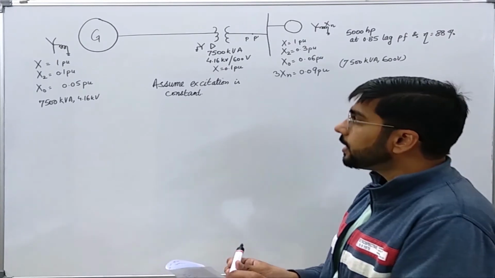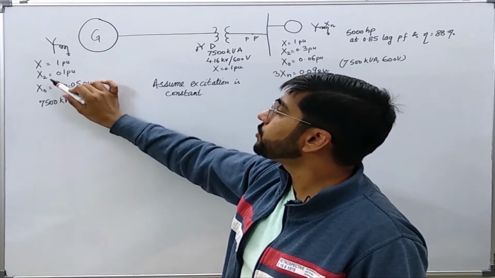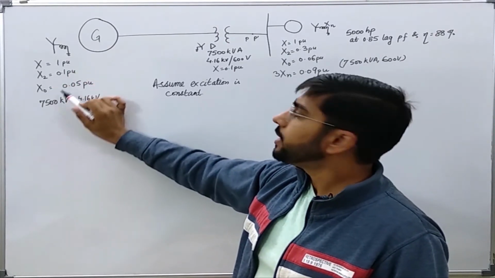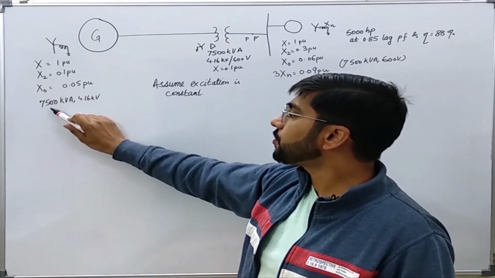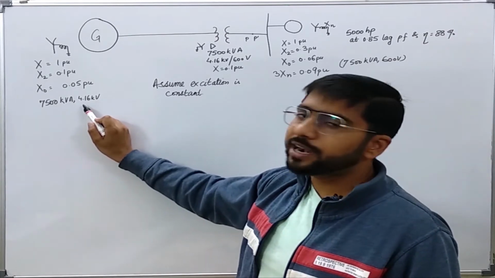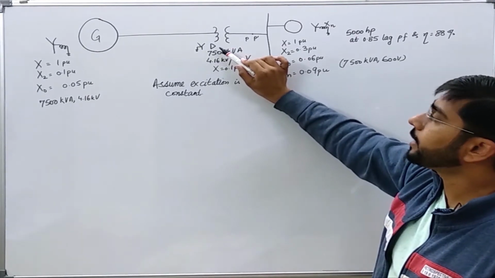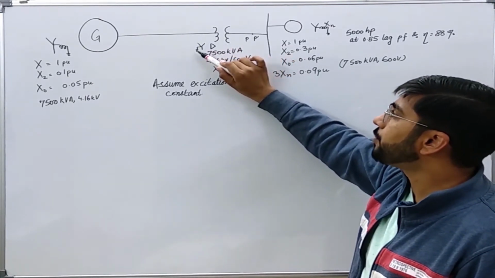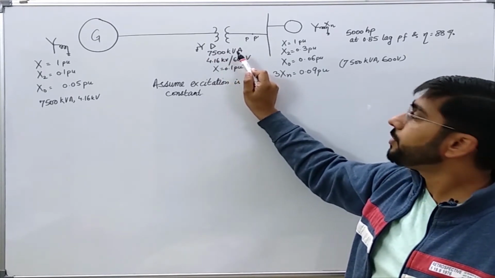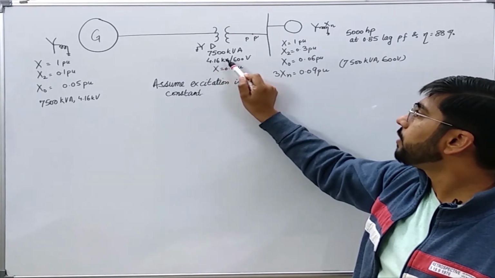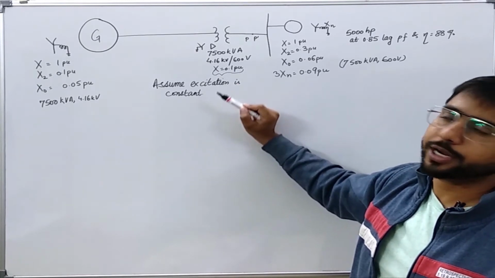Okay, we are told that its synchronous reactance X is equal to 1 per unit, the negative sequence reactance is 0.1 per unit, and X naught, the zero sequence reactance, is 0.05 per unit at a base of 7500 kVA and 4.16 kV. Now we are given that there is a star-delta connected transformer with solidly grounded neutral of the star side, with 7500 kVA as base VA and 4.16 over 600 volt ratio. Its leakage reactance is 0.1 per unit.